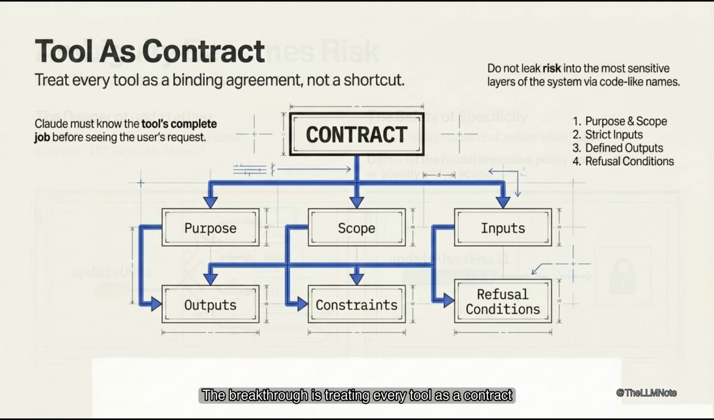The breakthrough is treating every tool as a contract. A contract defines purpose, scope, inputs, and outputs. It also includes constraints and refusal conditions. Claude should understand the tool's job first. Before seeing the user's request, it must know its role. If the model infers purpose from code-like names, the architecture leaks risk into the most sensitive layer.